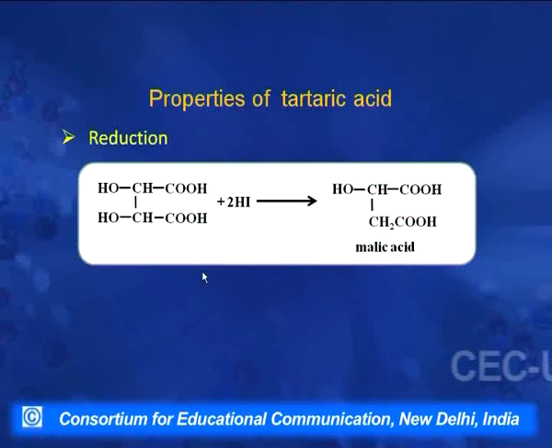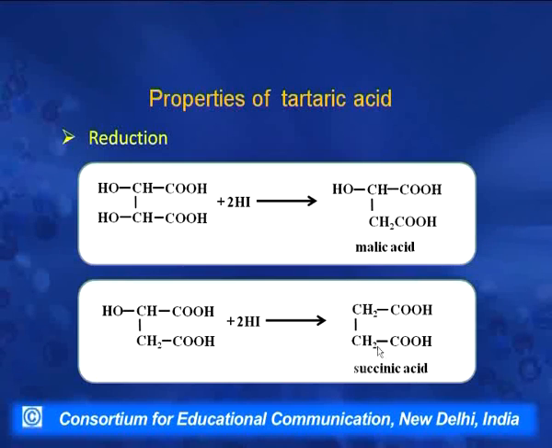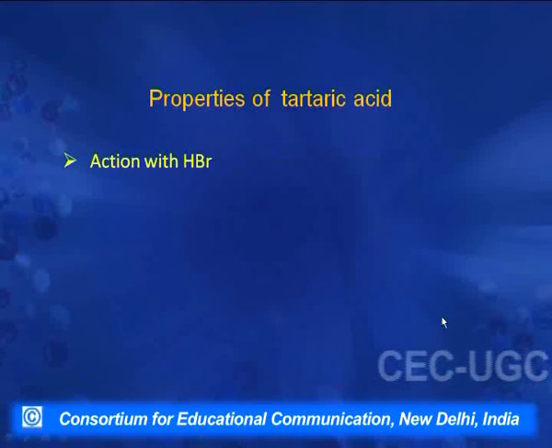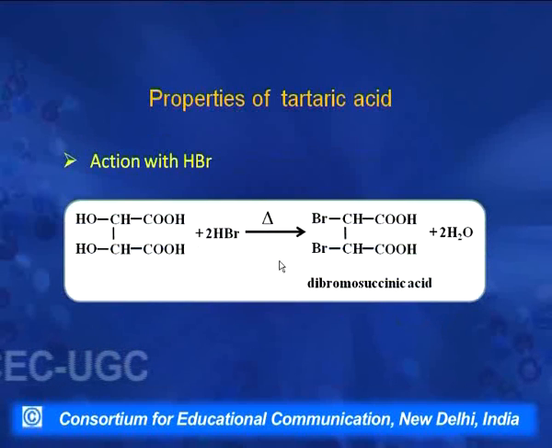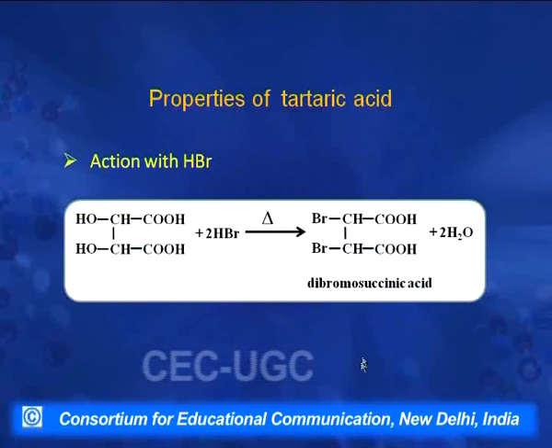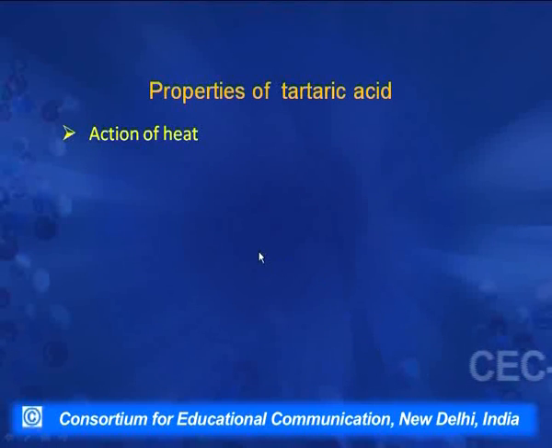Then tartaric acid can be reduced also. This hydroxyl group can be reduced on treatment with HI. In the first step we may get malic acid, which on further reduction will give us succinic acid. Then this can react with HBr, where hydroxyl group can be replaced by Br and we can get dibromo succinic acid. Then action of heat.